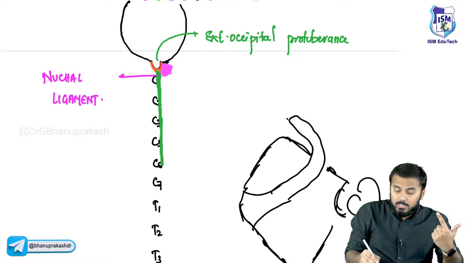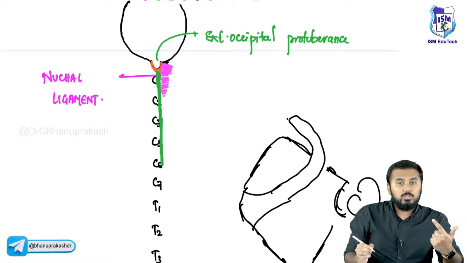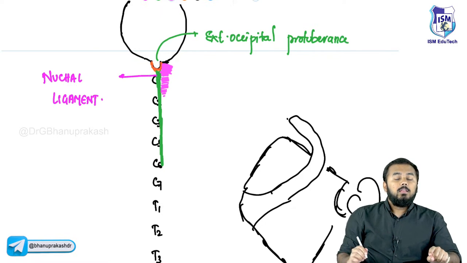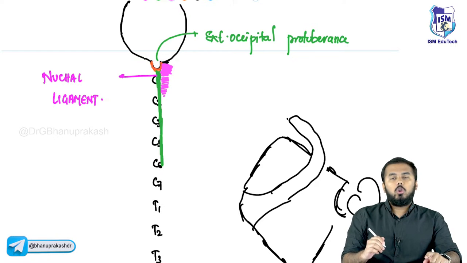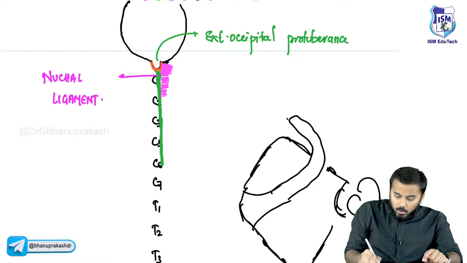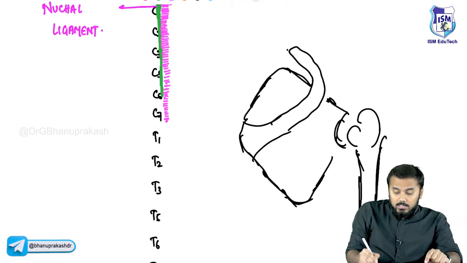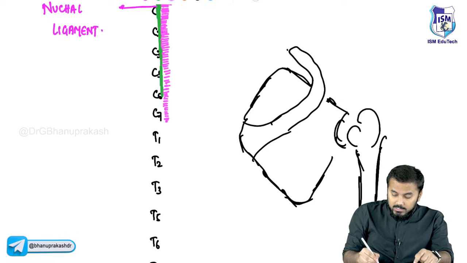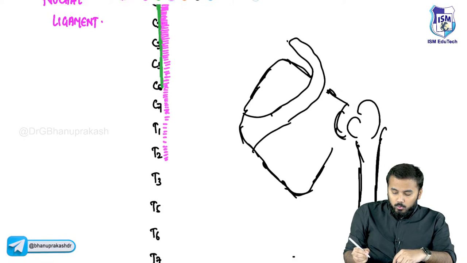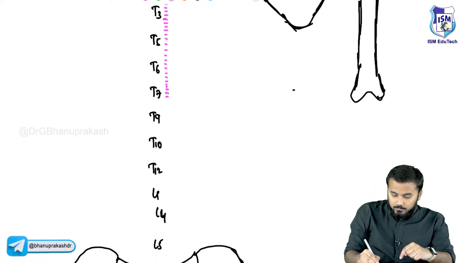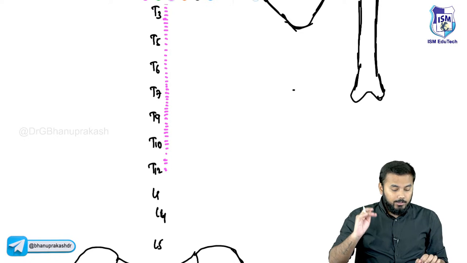And second important thing, it is also originating from C1, C2, C3, C4, C5, C6, or rather from the nuchal ligament. Don't mistake that it is originating from the cervical vertebra; it is originating directly from the nuchal ligament. Then it starts to originate from the vertebra: from C7, T1, T2, all the thoracic vertebrae till T12.